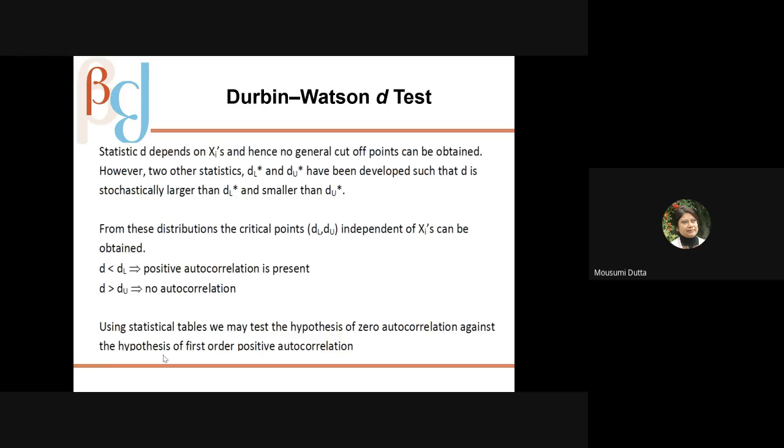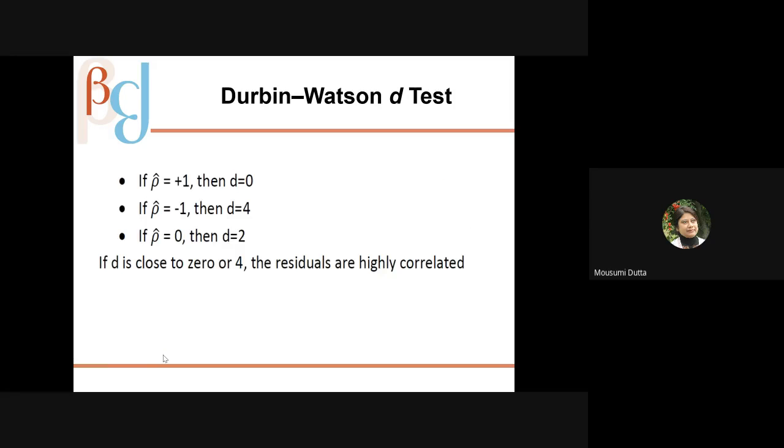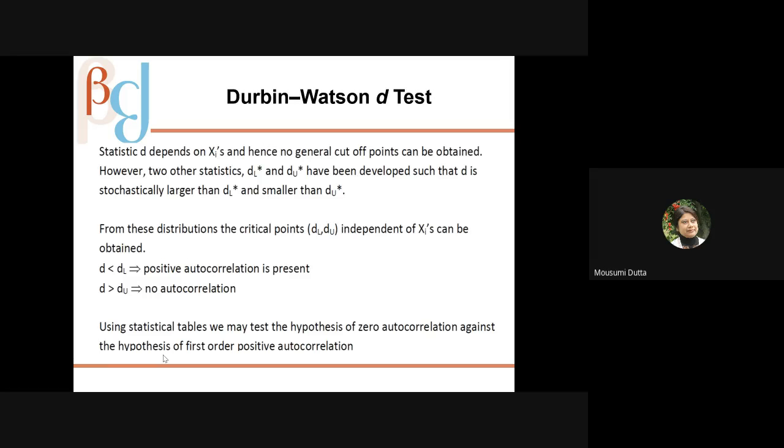So if D is less than DL, positive autocorrelation is present. Our value is D equal to 0, but instead of 0, I am bringing a cutoff point DL. Econometricians are giving us a cutoff point DL. If your estimated D is less than DL, you will treat it as approaching 0. So positive autocorrelation is present.